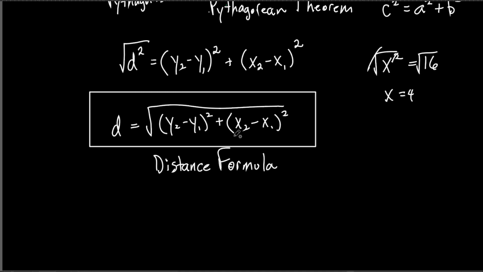Why do we square them? Because it's Pythagorean theorem. Why do we take the square root? Because you got to get rid of the squared on that d, so we take the square root on both sides. Okay, that's how we get the distance formula. Make sense? Yeah, that's not so bad, I think.